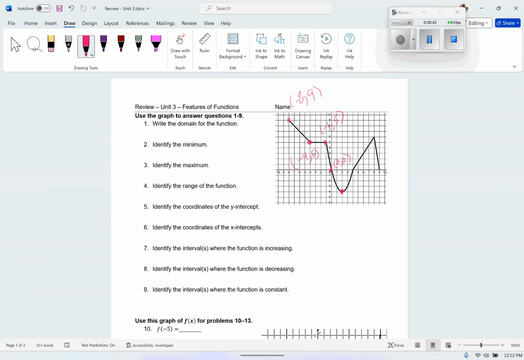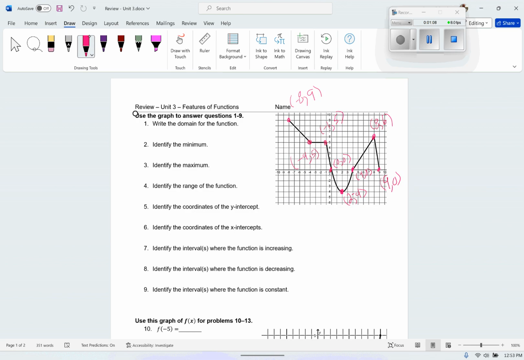And I have a low point down here, which is 2, -4. And this one has a little bit of a turn. So that's going to be like 4, 0. And then this point up here is going to be 8, 6. And then we have an end point down here of 9, 0. So now that I have all that, I can kind of get into this problem.